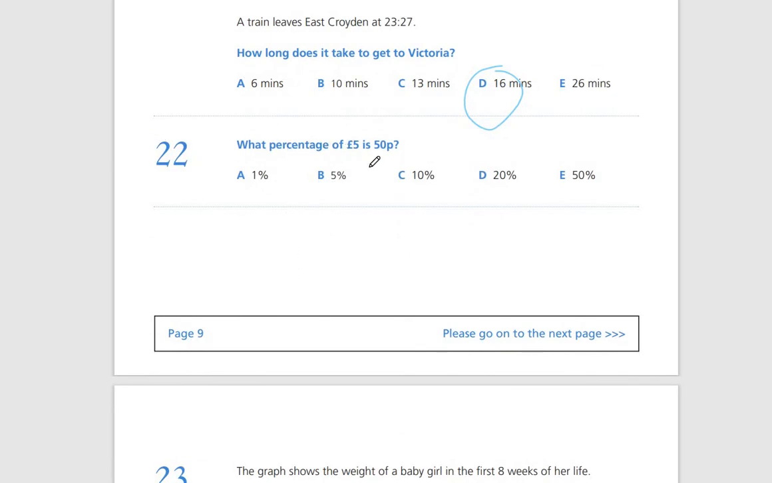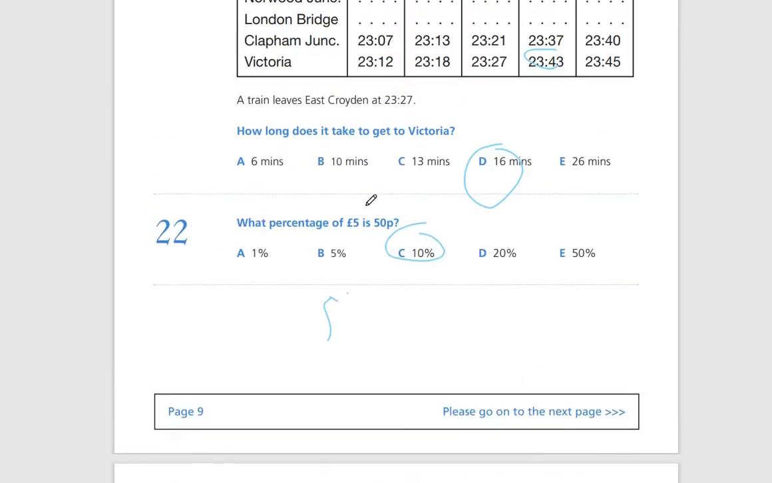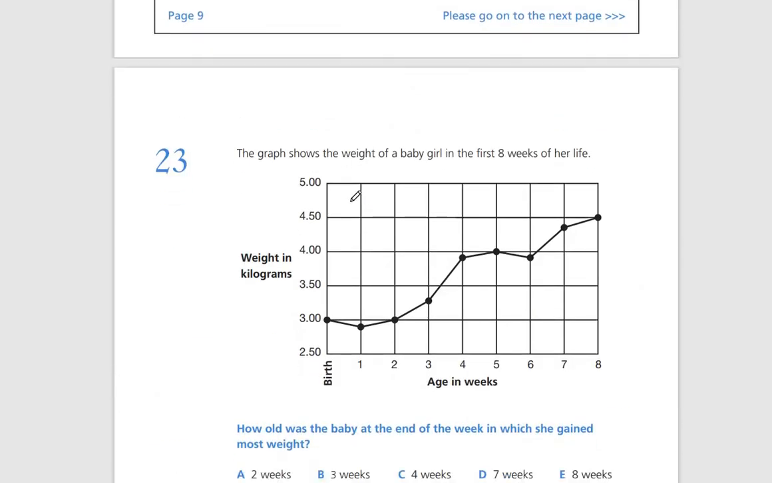22. What percentage of £5 is 50p? Well, £5 is 500p. So it's basically 50 over 500, which is 5 over 50, which is 1 over 10, which is, oh no, I should have done that. It's basically 50 over 500, which is 5 over 50, which is 10 over 100, which is 10%. So, yeah, 10%.